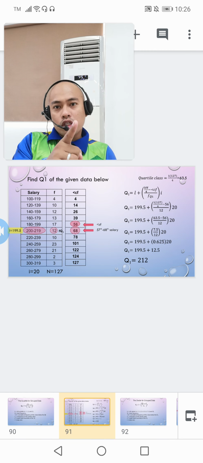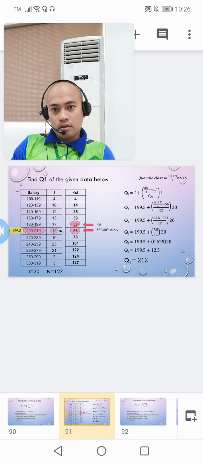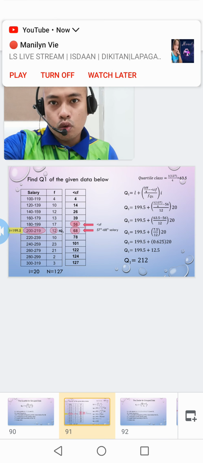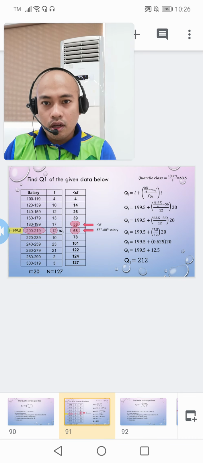So the corresponding interval of that 68 in the less than CF will now be our quartile class. And the quartile class will be the interval 200 to 219. I hope you got it.